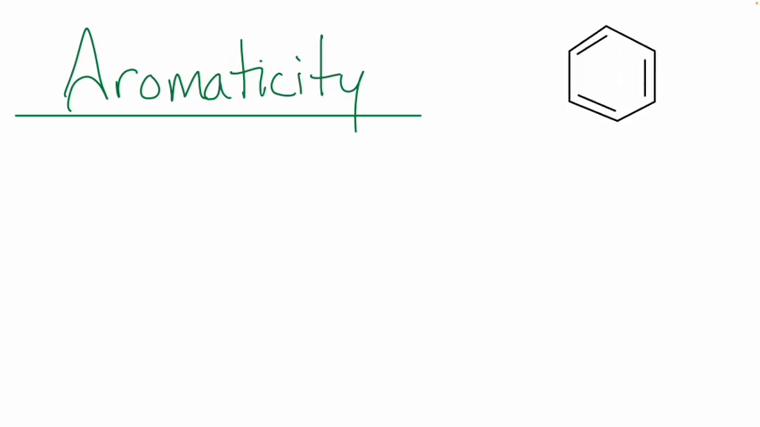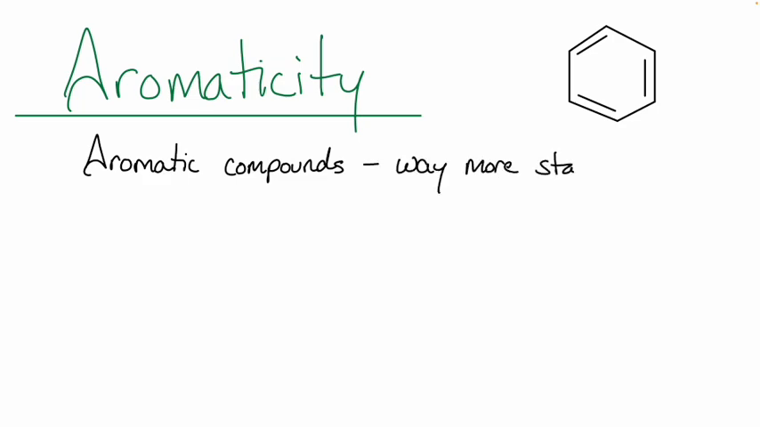Remember we talked about isolated dienes versus conjugated dienes. When those dienes are conjugated, it provides extra stability to this molecule. Well, now if we take a conjugated diene and link it up into a ring, it's like conjugation on steroids. This thing is just super ridiculously stable. So when we talk about an aromatic compound, they are way more stable than expected.